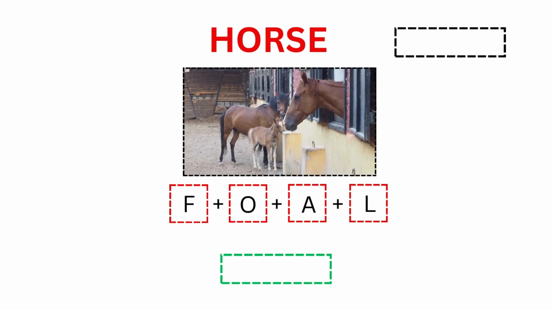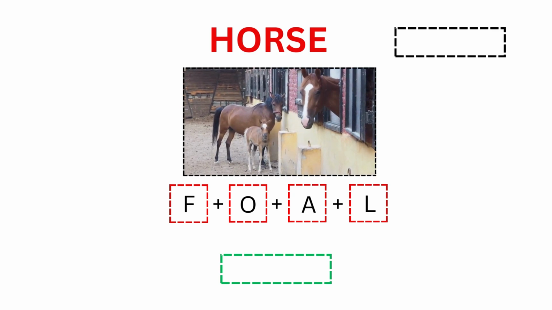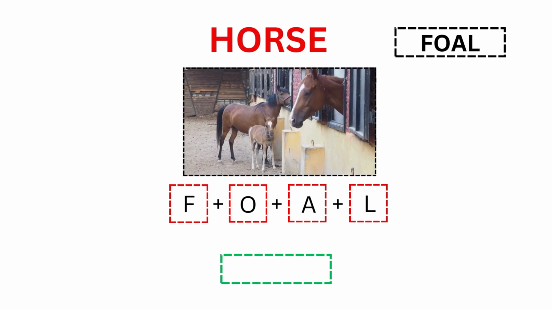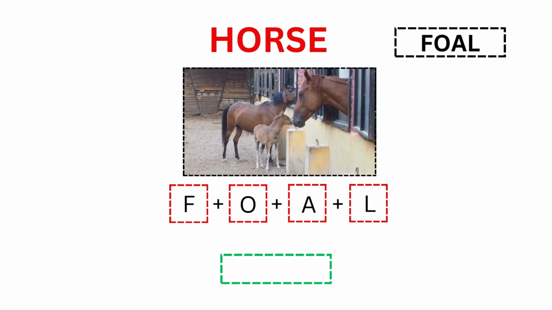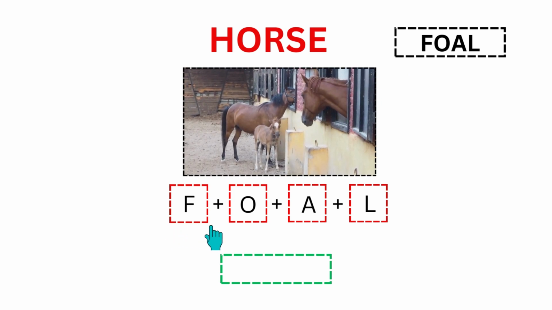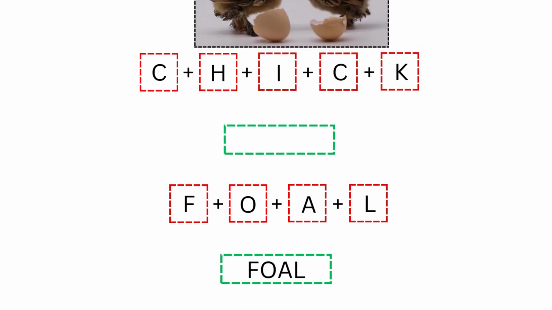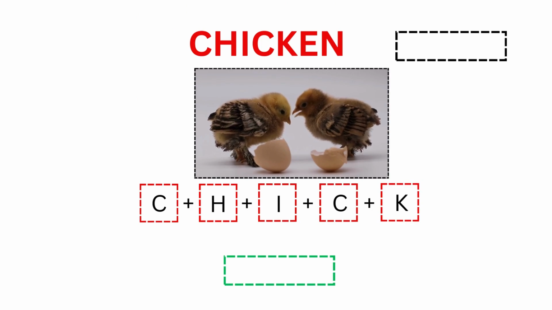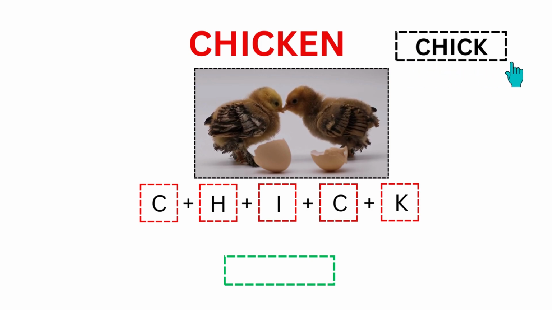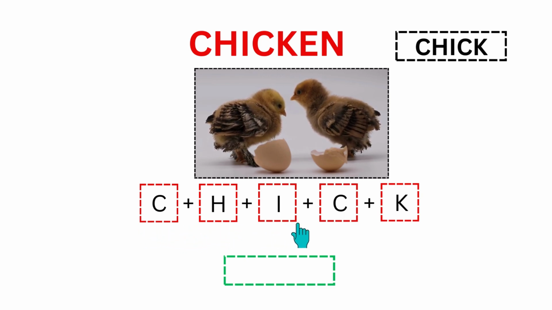A baby horse is called a foal. Horse के बच्चे को foal कहा जाता है. FOAL, foal. Number 17 is chicken. A baby chicken is called a chick. चिकन के बच्चे को चिक कहा जाता है. CHICK, chick.